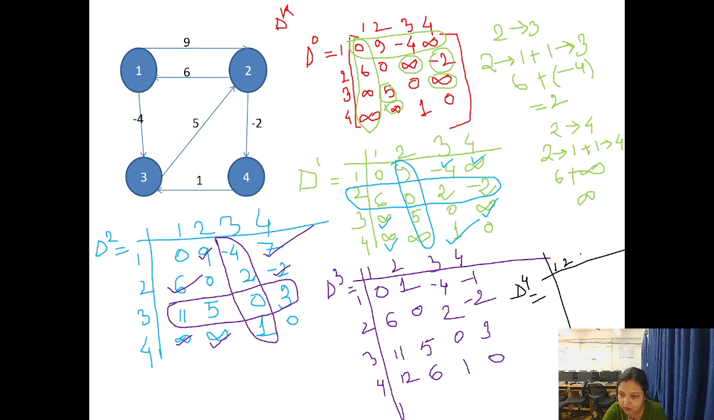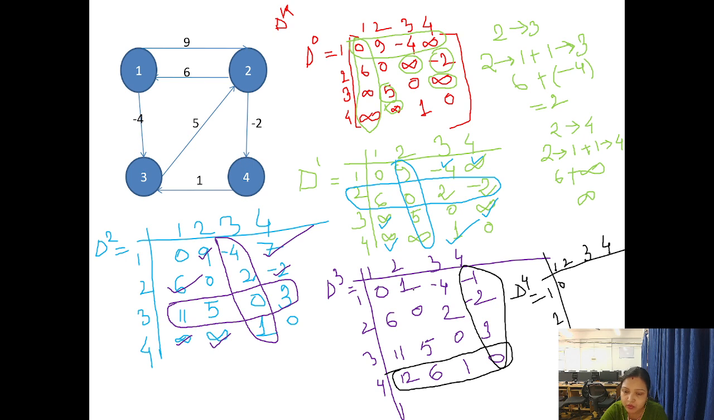1, 2, 3, 4, 1, 2, 3, and 4. This time, the fourth column and the fourth row will be intact, right? And all the diagonals will be 0. 1 to 1 is 0. So 1 to 1, 1 to 2. Okay, so we have to find out 1 to 2 using node 4. So the via node will be 4 this time, right?